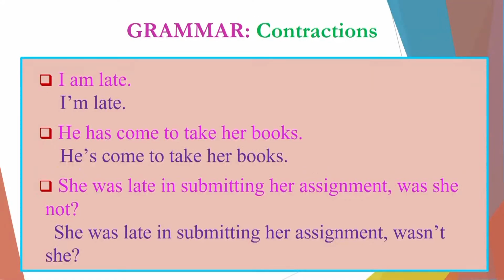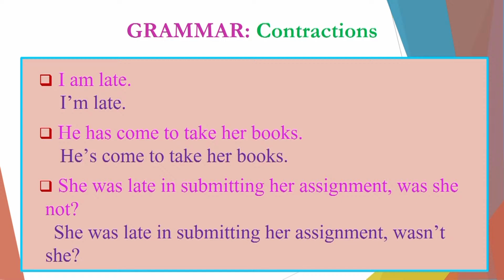I am late. We can join the I and am and write it like I apostrophe m. We are omitting a and inserting an apostrophe in place of a, right? Next, he has come to take her books. Instead of he has, we are writing he apostrophe s, has come to take her books.